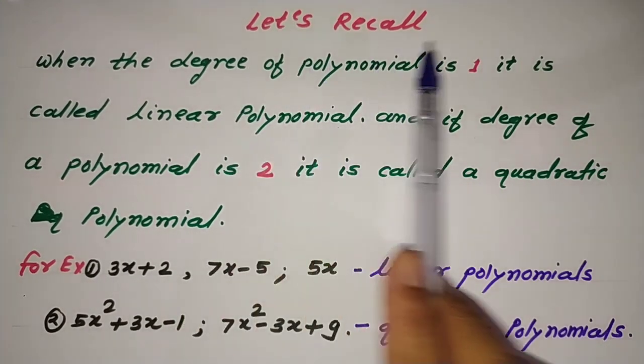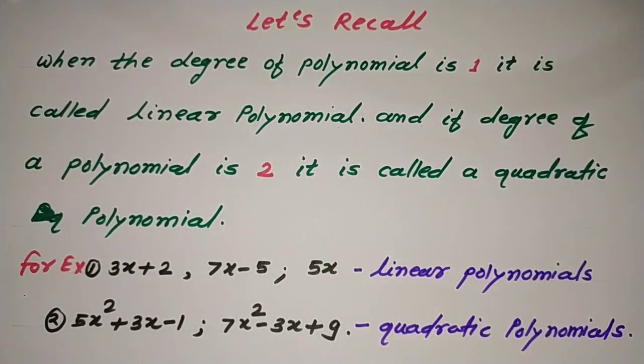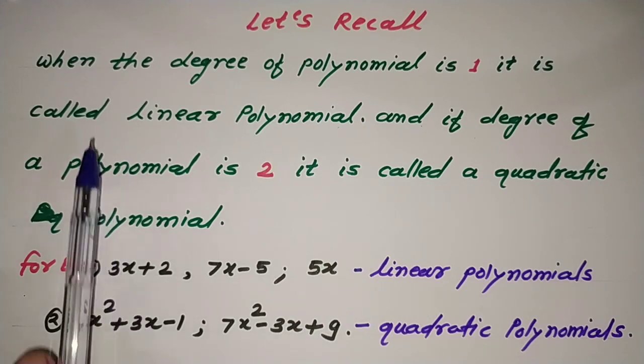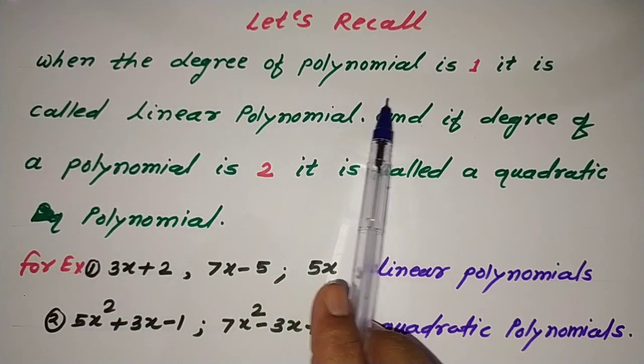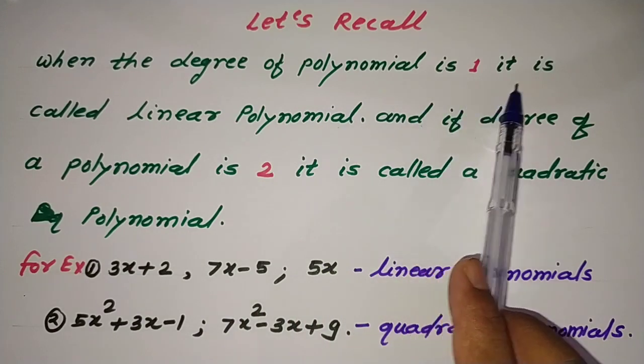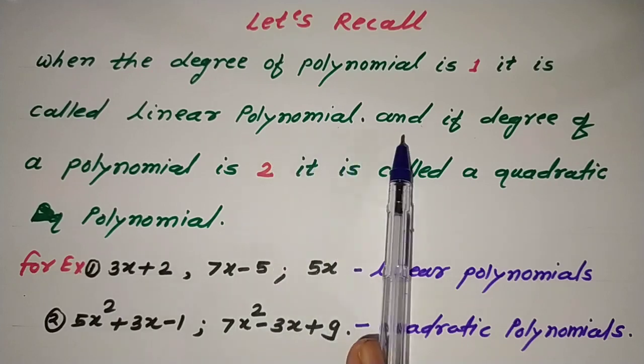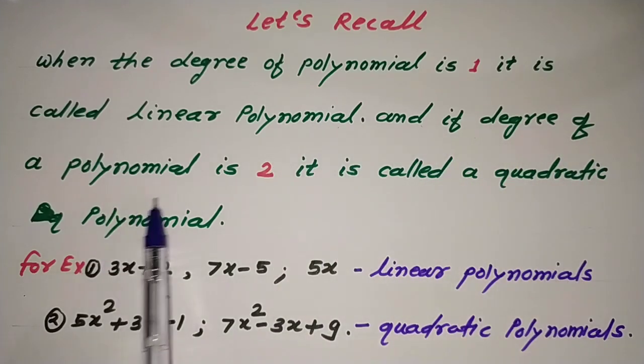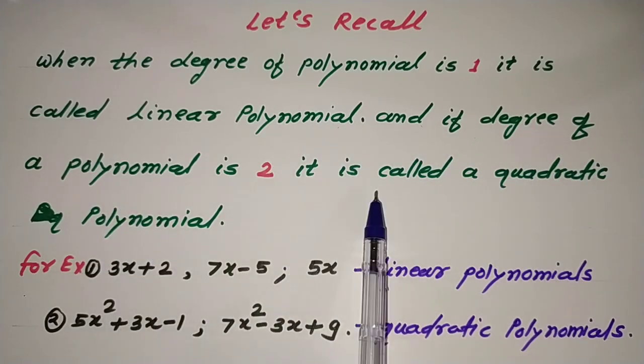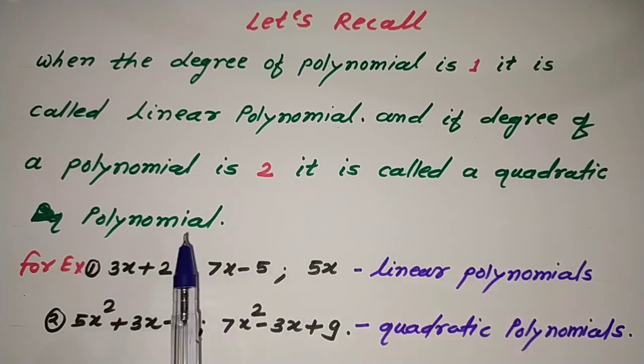Let us recall, you have studied polynomials last year. You know the types of polynomials according to their degrees. When the degree of a polynomial is 1, it is called a linear polynomial. And if the degree of a polynomial is 2, it is called a quadratic polynomial.